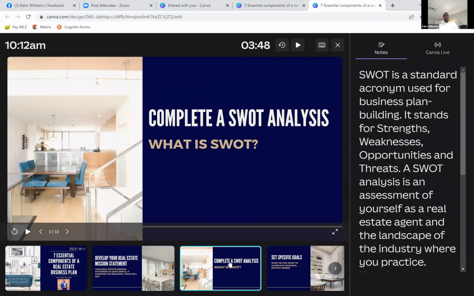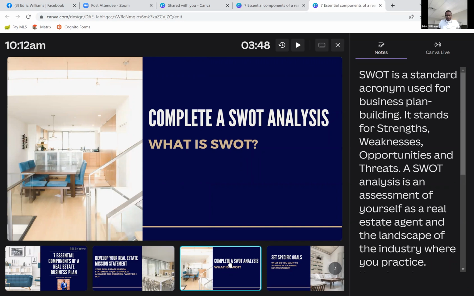So your next step is going to be to complete your SWOT analysis. Most of you may have heard of a SWOT analysis, but we'll dig in a little deeper today to figure out how that applies to coming up with a solid business plan. The acronym SWOT stands for 4 keywords that every business owner, not just real estate, but every business owner should identify. They include strengths. What are your strengths?